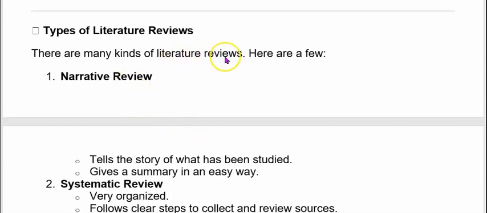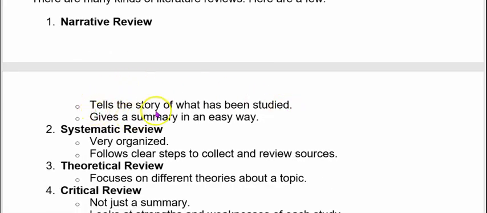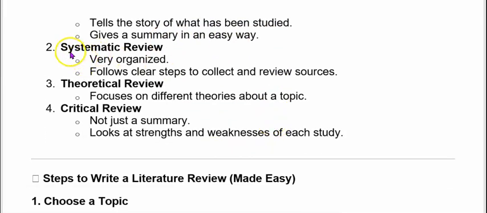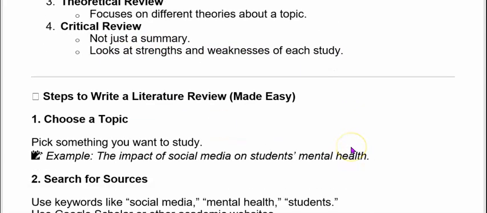Types of literature reviews. There are many kinds of literature reviews. Here are a few. Narrative review tells the story of what has been studied, gives a summary in an easy way. Systematic review, very organized, follows clear steps to collect and review sources. Theoretical review focuses on different theories about a topic. Critical review, not just a summary. It looks for strengths and weaknesses of each study.